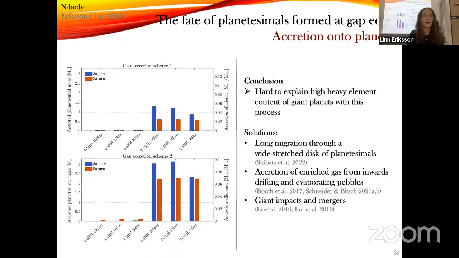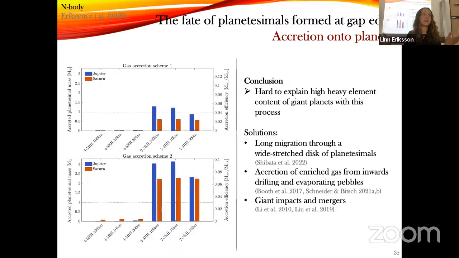So how do we then solve this? What are the alternative solutions? Well, there's, for example, the work by Shaw, where he showed that if you have this wide stretched disk of planetesimals and you let the planet migrate a long distance through it, then it can actually make it work in some cases. You can also look at the enrichment of pebbles, which are drifting inwards and evaporating.